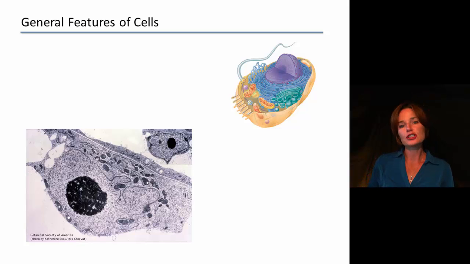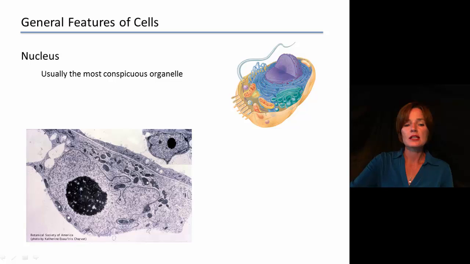So if we talk first about general features of cells, these would be things that you find in most cells. Specifically, these are going to be in eukaryotic cells, which will be more complex cells, which are the type of cells that make up the human body. The first one to talk about is the nucleus.